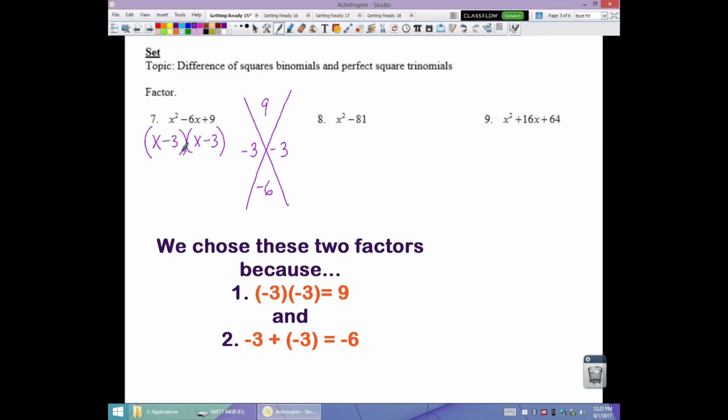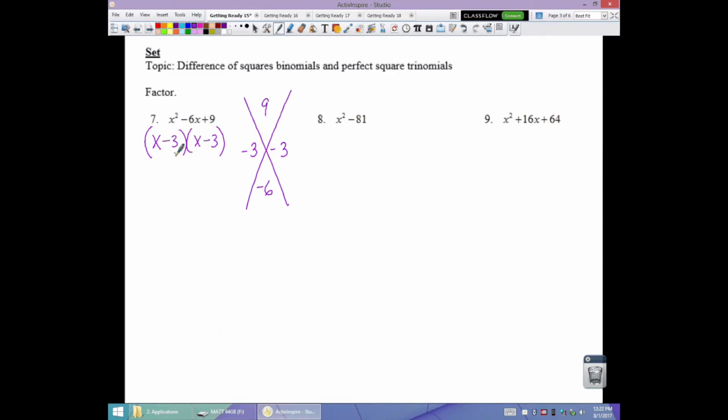Now it's not an accident that they are 2 of the same factors. That's what makes this a perfect square trinomial. Perfect square, as in, if you remember back to the area diagrams with the little tiles, the 2 sides of the square are the same. Well, that's what makes it a square. The 2 sides of it are the same, and we can rewrite this as x minus 3 squared if you want to. You don't have to.